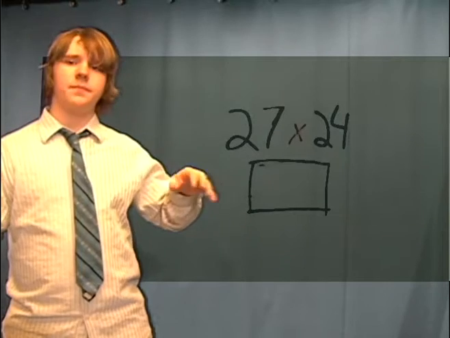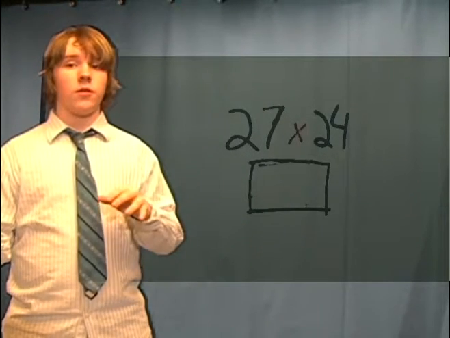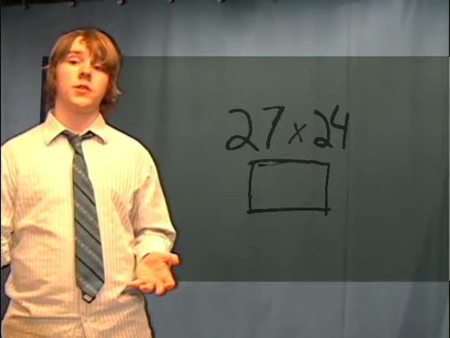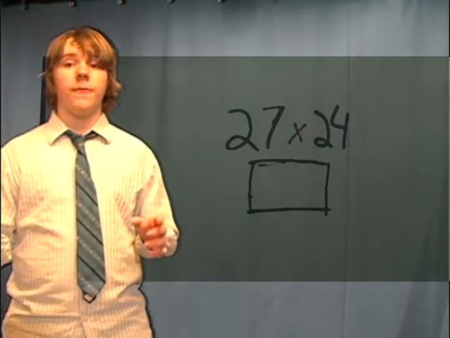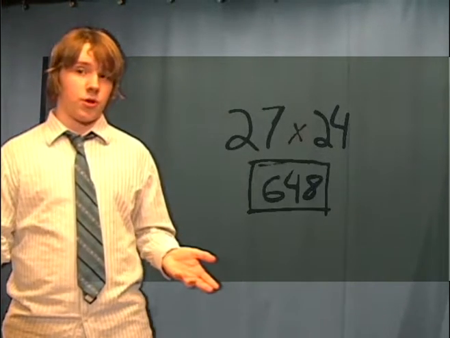Let's try this again. This time we'll have 27 and 24. So the 4 and the 27 is 31. We double that to get 62. 7 and the 4 multiplied together equals 28. So if we add that together, that's 648.